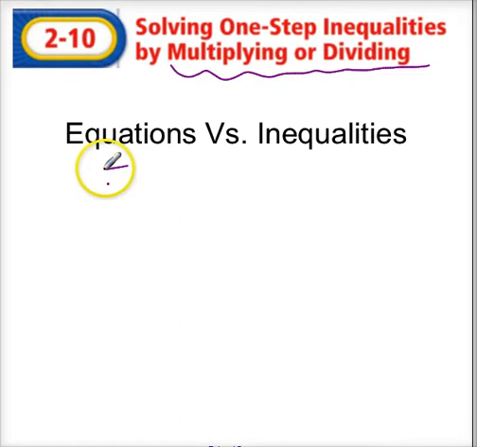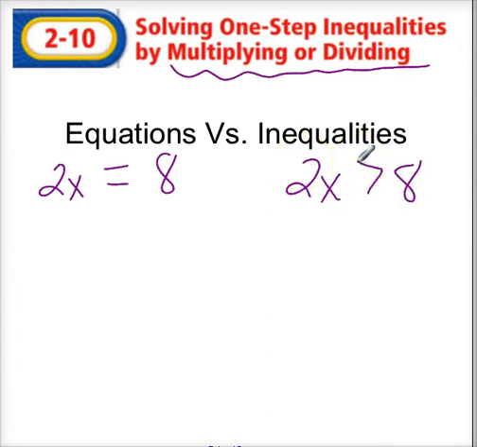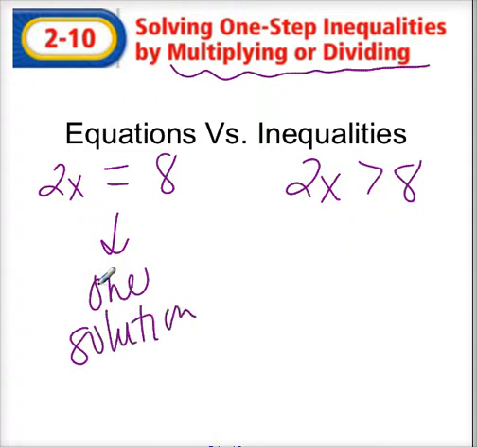Remember that an equation has an equal sign, something like this. An inequality has an inequality symbol, something like that. Equations have only one answer, or solution. Whereas an inequality, if I solve this inequality, I divide by 2, x is greater than 4. X could be any number that's bigger than 4. So they have an infinite number of solutions.